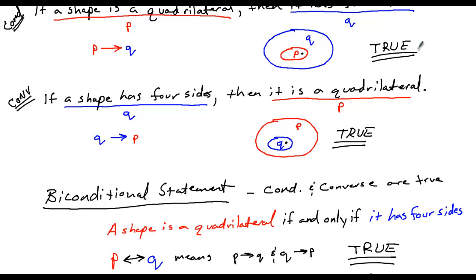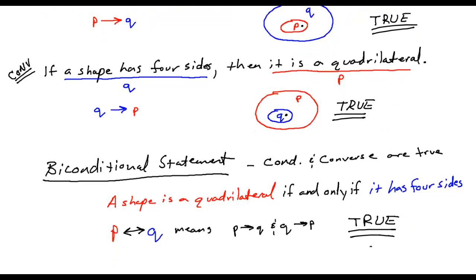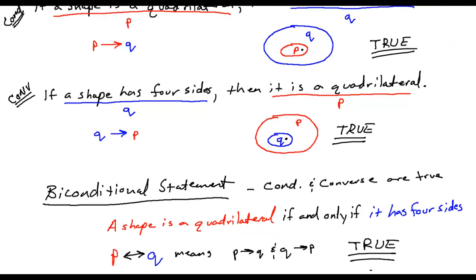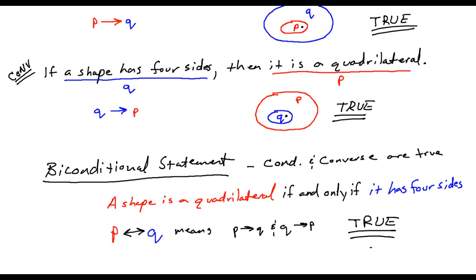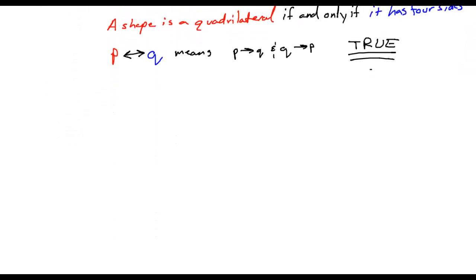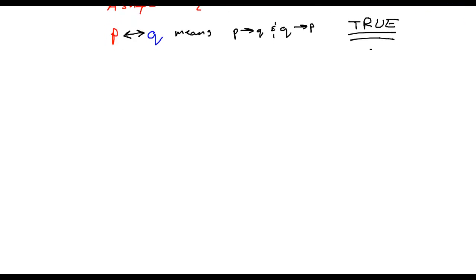So if the conditional statement and the converse statement are both true, then that tells us that the biconditional statement is true. If either one of these is false, the conditional or the converse, then the biconditional statement is false. So that is something you really want to remember. You might need to write it down. If the conditional and the converse are true, the biconditional is true. If either one of these is false, the entire biconditional statement is false. I don't know if y'all know what a spoiler alert is, but that's a spoiler alert. Write it down.